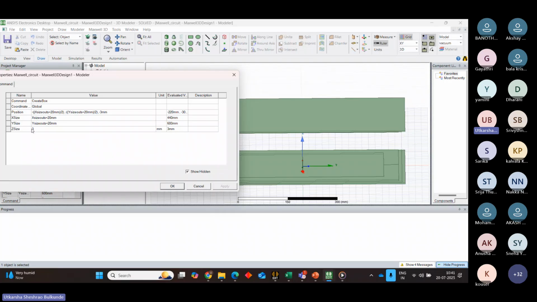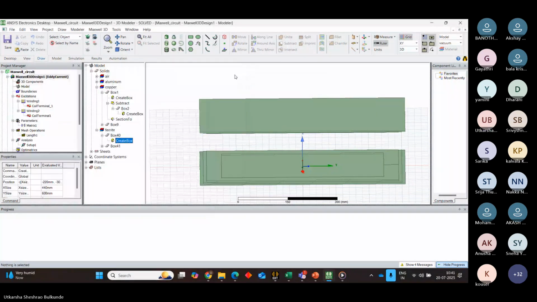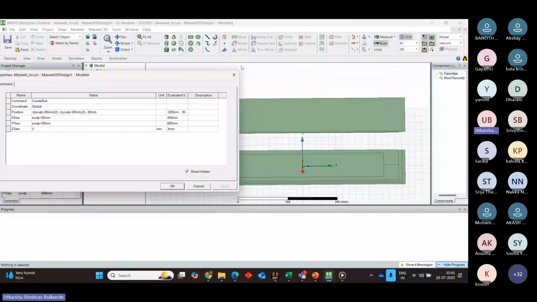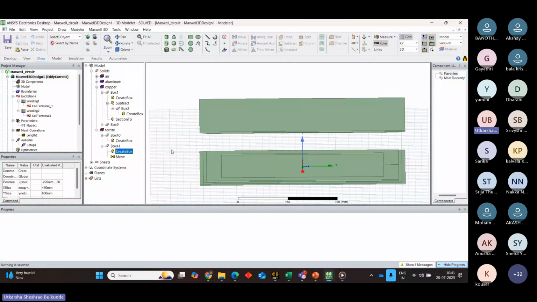Plus 20, plus 20. Okay. Plus 20. Can you see here?